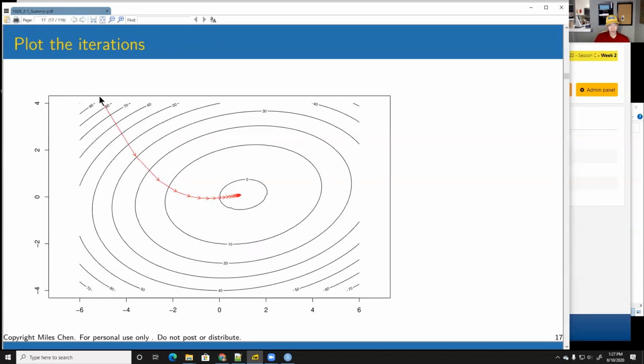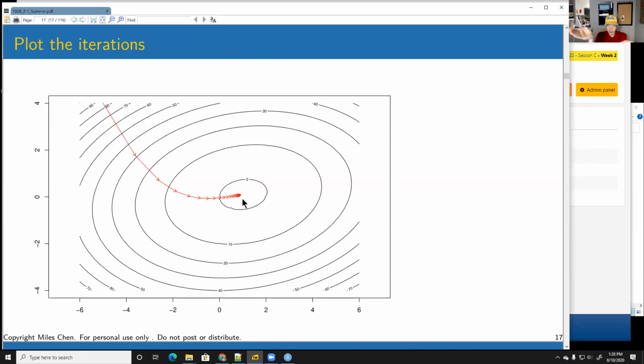When I do that, this is what the end plot looks like. We start off at -5, 4. We go downhill. Here's this location. We find the gradient here, and we take a step downhill. Then we find the gradient here, take a step downhill. We find the gradient here, take a step downhill. And we continue. You can see the size of each arrow as we get closer to the bottom gets smaller and smaller and smaller.